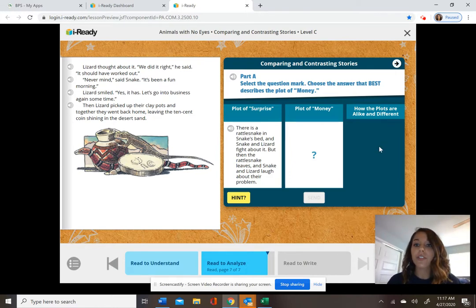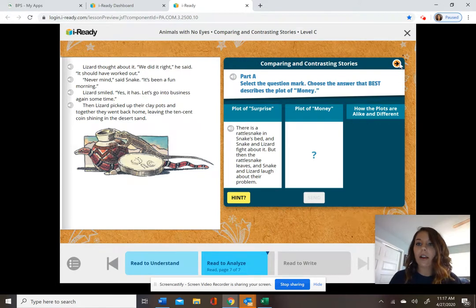So this last one, you're just going to tell me how they're alike and how they're different. Are both talking about friendships and how you can still be friends after? Are they both friends after the snake and the lizard? Seems like they're friends in both stories. So you'll need to figure out which one tells me how they're alike and how they're different.